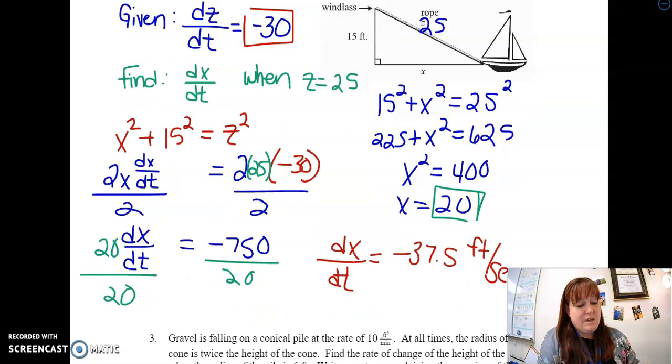So that means that the x right here is decreasing by 37.5 feet every single second. You might have wanted to leave this as a fraction, and you can. You totally can, because it's precise. But a lot of times in real world problems, if I said, you know, negative 75 over 2, that doesn't tell people a lot. So that's a lot of times when we end up into the decimal, as long as it's a truncated decimal and not a repeating or an irrational, we'll go ahead and do the decimal.